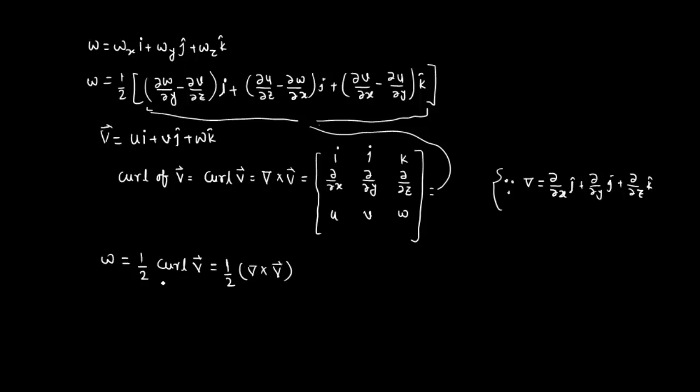So from here we can say that for a given flow field or given velocity vector field, if curl of v is 0, then obviously omega is going to be 0. In that case we can say that the flow field will be irrotational flow. If curl of that velocity vector field is 0, then omega is 0, that is, that flow will be irrotational flow. Point is clear?